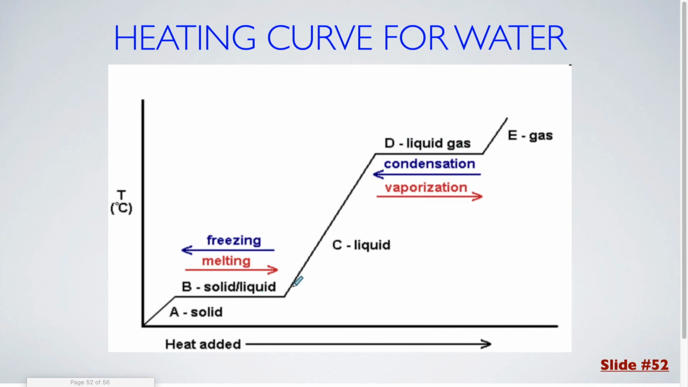So here I could say that I have both a solid and a liquid, and here both a liquid and a gas. But if I ask for the actual transition, I would say this is either melting or freezing. This is either vaporization or evaporation, or condensation. So this is our heating curve for water.